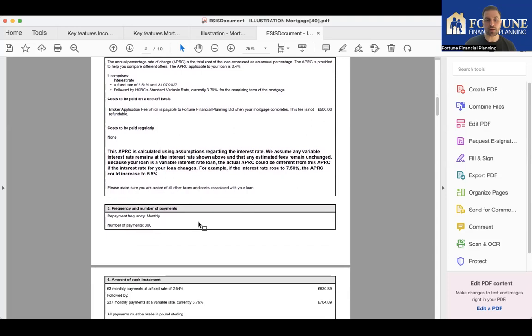So you'll just notice at the bottom here, it says this APR is calculated using assumptions regarding the interest rate. So the interest rate and the standard variable with the lender, as I previously mentioned, can change anytime.